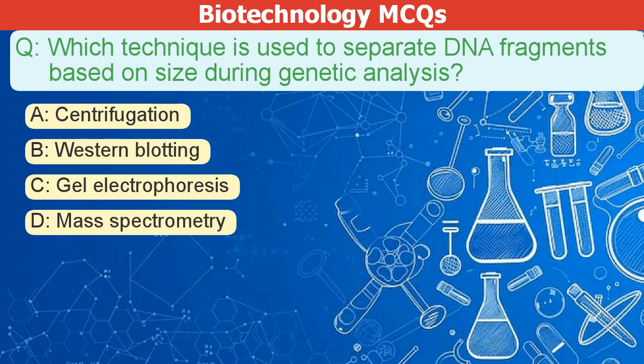Which technique is used to separate DNA fragments based on size during genetic analysis? A. Centrifugation. B. Western blotting. C. Gel electrophoresis. D. Mass spectrometry.